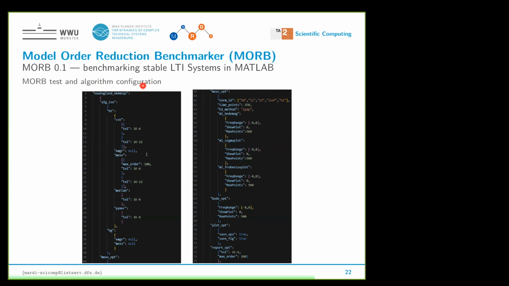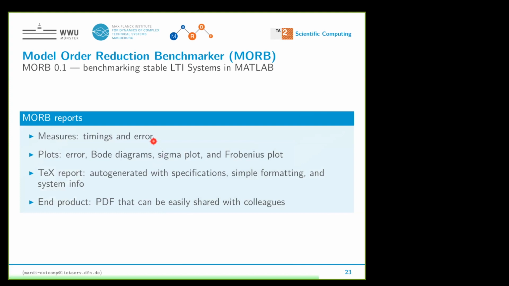The tool itself is configured via JSON files that specify which algorithm isotopes from which type of software package with which types of specific tolerances are run, and on which model. But for example, also what output measures are we actually interested in for this specific type of comparison? And then this whole thing compiles a long report that, for example, measures timings and errors.